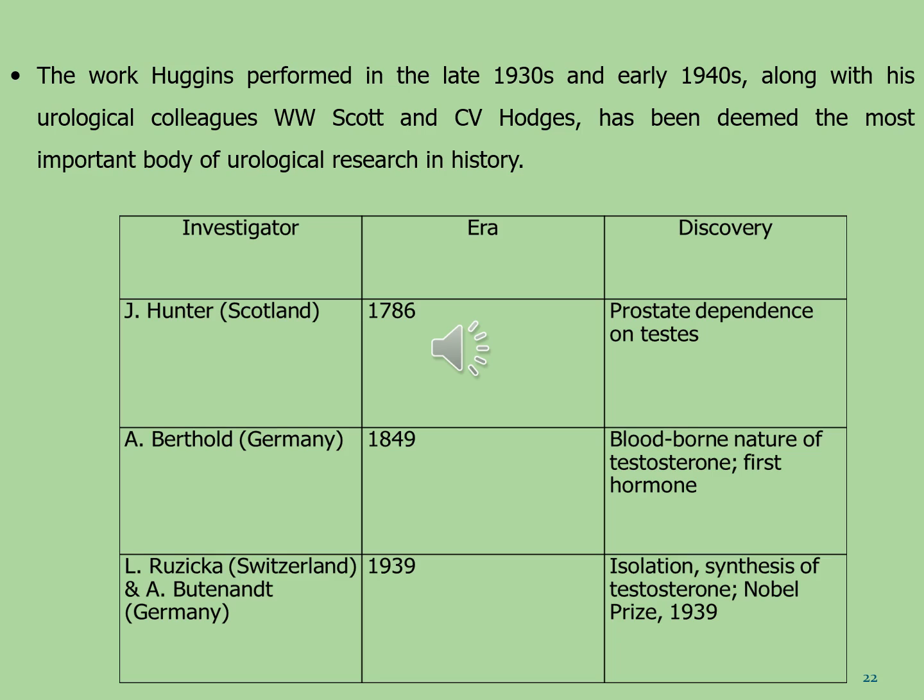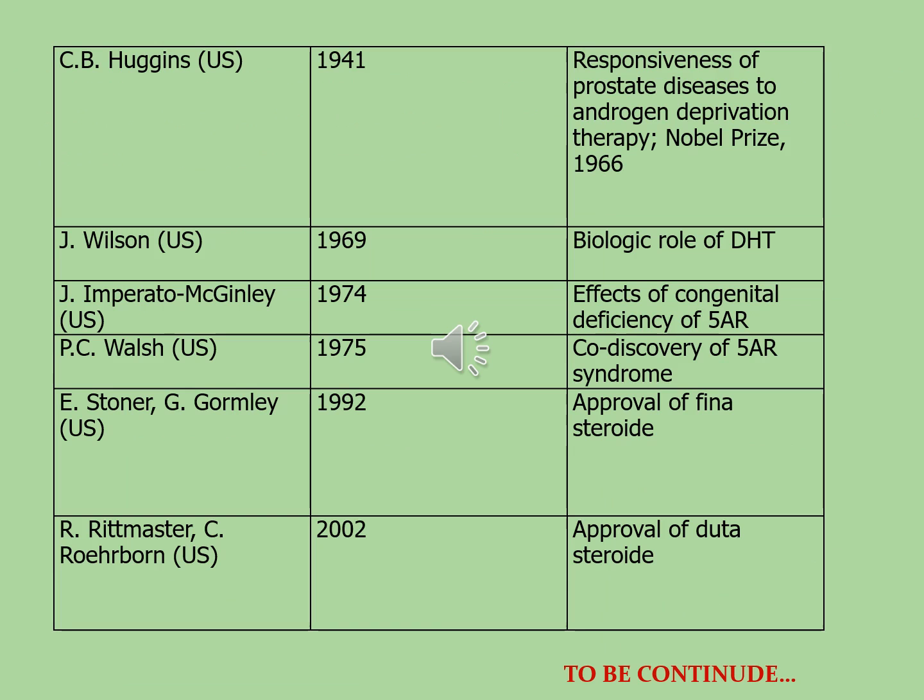The next investigators are L. Ruzicka, from Switzerland, and A. Butenandt, from Germany. In 1939, they achieved the isolation and synthesis of testosterone, and they received a Nobel Prize in 1939. C. B. Huggins, from the United States, in 1941 published the responsiveness of prostate disease to androgen deprivation therapy, and he received a Nobel Prize in 1966.